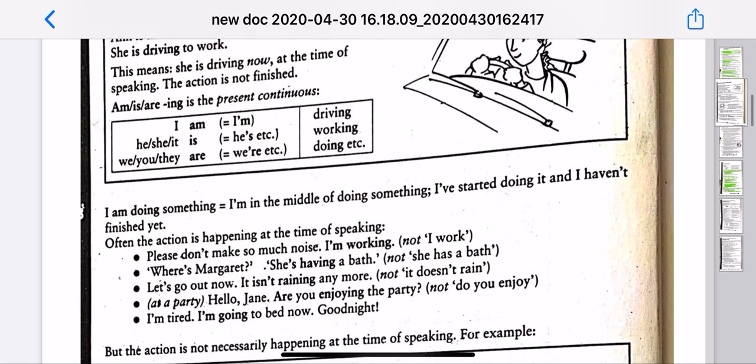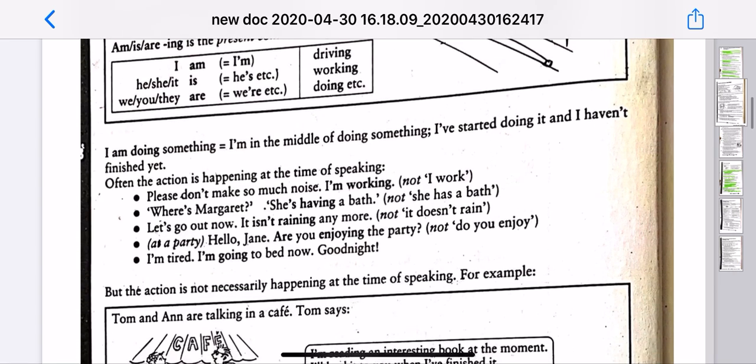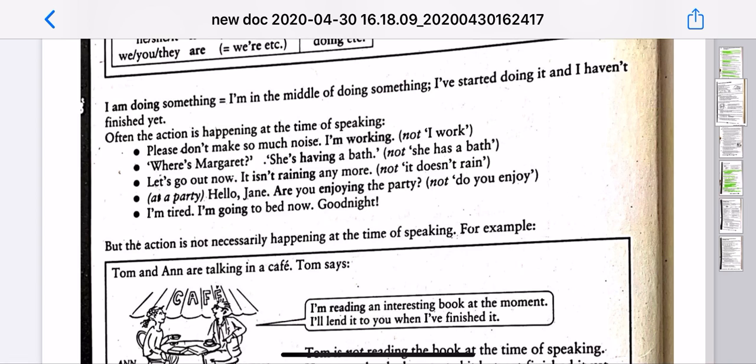So, this way we can go on and on and on, like I am doing something, I am in the middle of doing something, I have started doing it and I haven't finished yet. So, here we use present continuous tense, like often the action is happening at the time of speaking. Again, our yesterday's discussion was this, at the time of speaking.